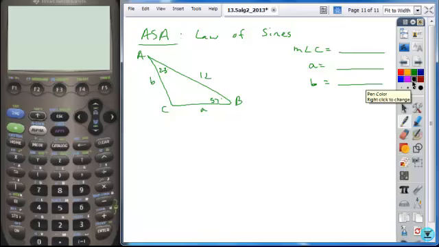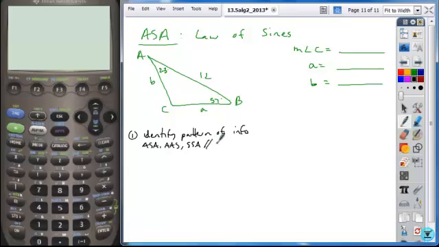The first thing is you identify the pattern of information that's provided. So what pattern is used? ASA, AAS, SSA, or is it SSS or SS or SAS? You choose which of these patterns of information is provided.